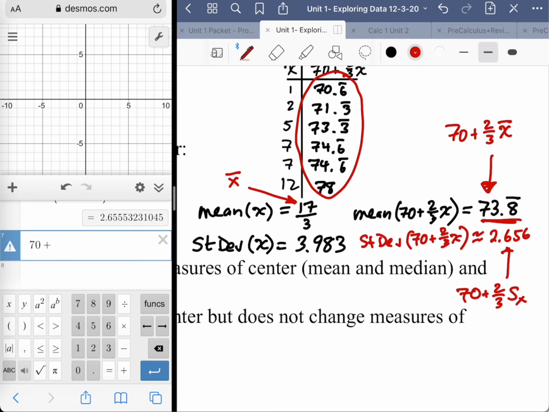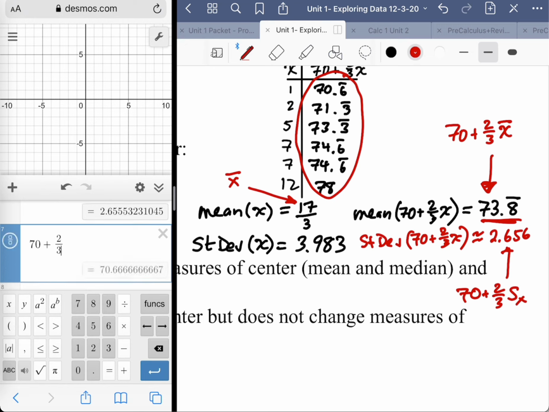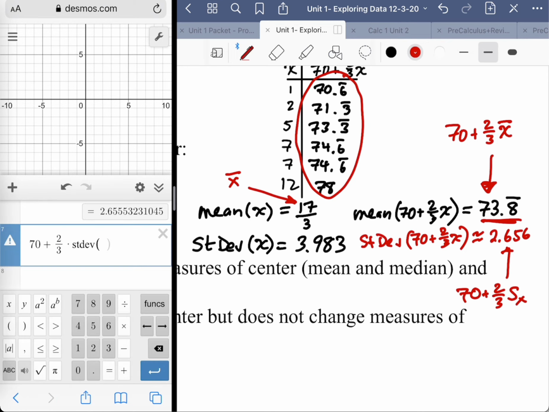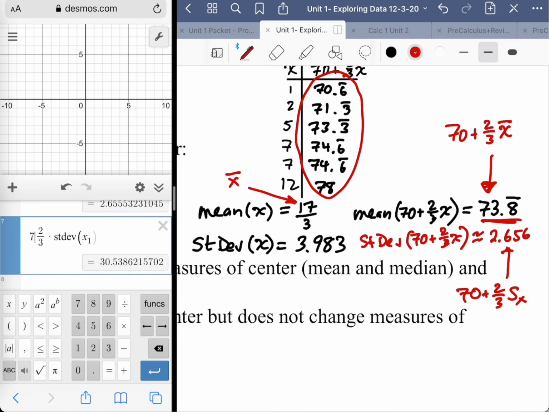But aside from that, 2/3 times the standard deviation of the values in x1, if we ran it through that computation, we would get 72.655. That's nowhere near the 2.656. However, if I get rid of the 70 plus, we get exactly that number.